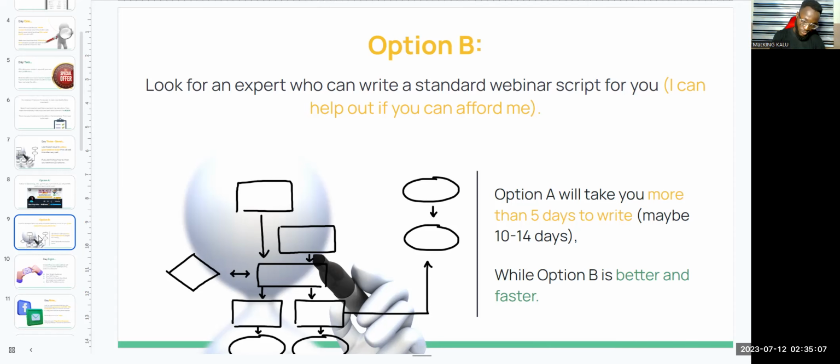Now, this is different between option A and option B. Option A will take you more than 5 days to write. Maybe 10 days, maybe 14 days, because you need time to master this thing. It might even be more than 14 days. I'm just saying 10 to 14 days if you are very smart. If you're not smart, to be sincere with you, it might take you an average of 20, 30 days for you to now write a good webinar script that can sell your offer.